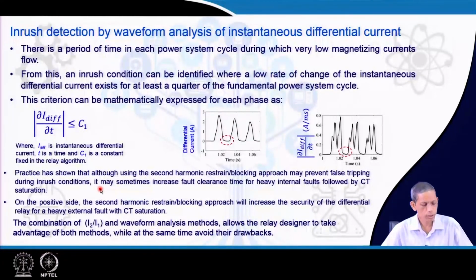It is being observed that the principles we talk about in terms of second harmonic restraint or blocking lead to a delayed decision making process, even for the internal fault case. But the wave nature, which we talk about from this waveform analysis approach, gives a speedier operation. So, many relays also combine these two perspectives to exploit the advantage of speed in operation, and some call it an adaptive form of protection also.